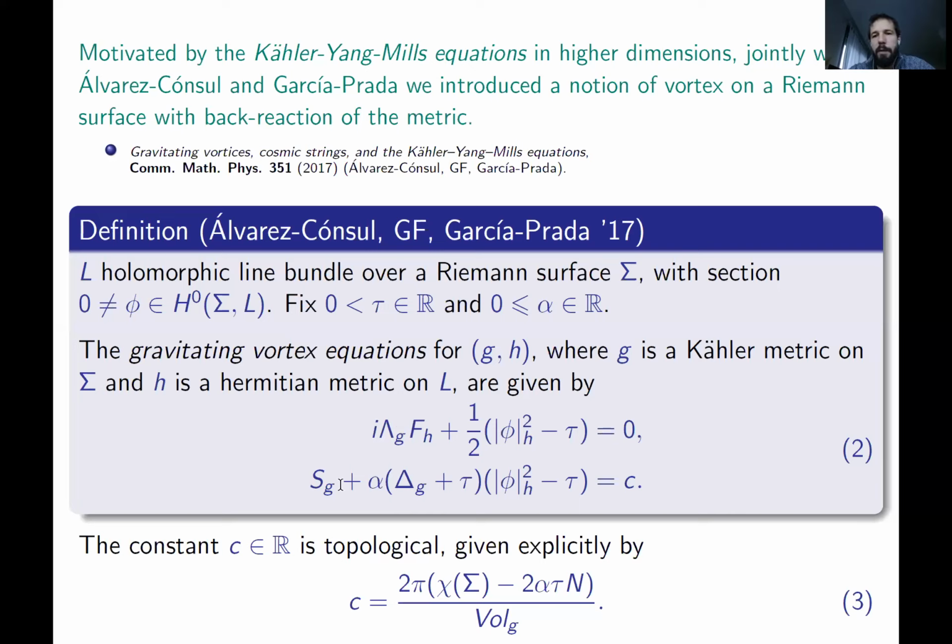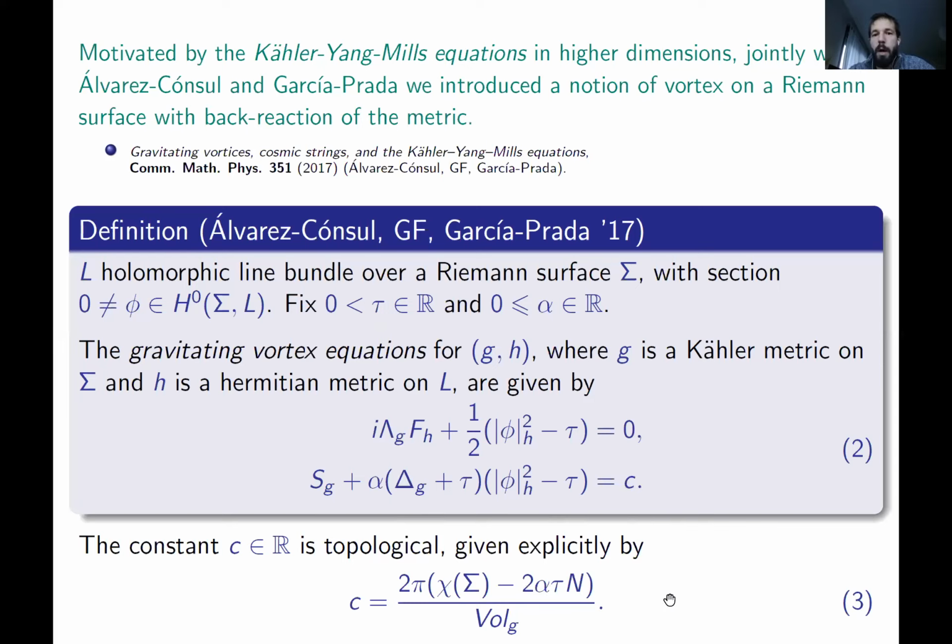But now the Kähler metric is constrained and depends also on the holomorphic section in the following form. The scalar curvature of the metric plus alpha times Laplacian plus tau acting on this function has to be constant. This is the constraint that we put. This constant C, which appears in the second equation, the scalar equation, is topological once we fix the parameters alpha and tau, and is given by the following expression. C is 2 pi times the Euler characteristic of the surface minus 2 alpha tau N, where N is the degree of the line bundle divided by the volume.